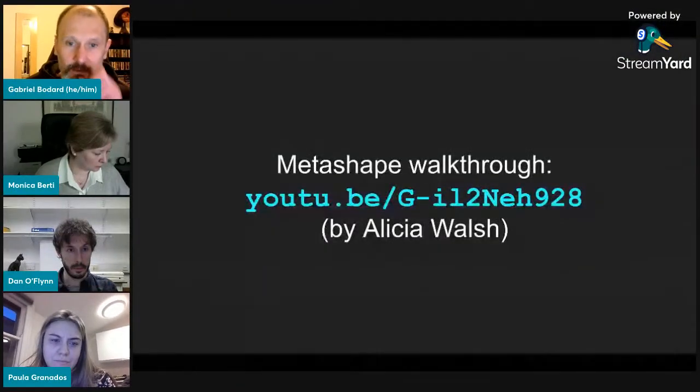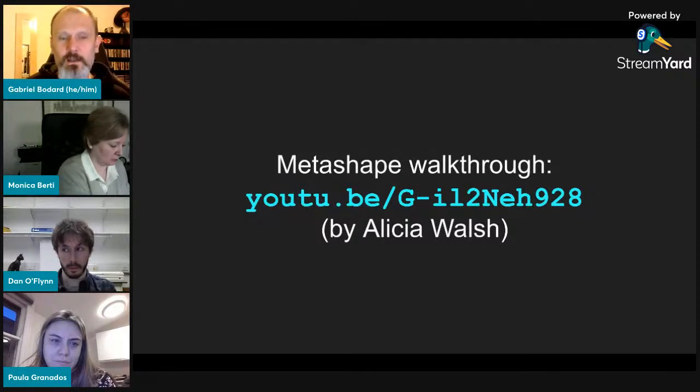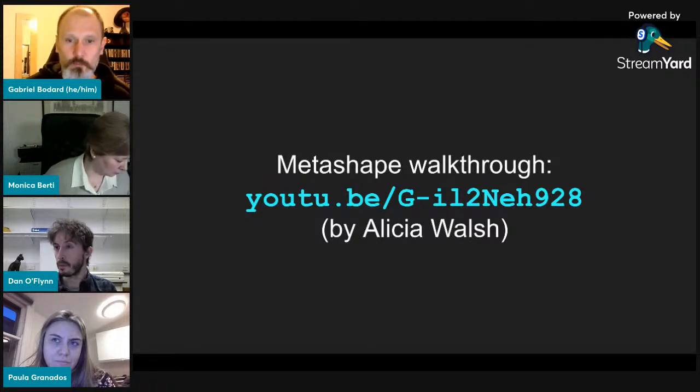I'm not going to go into the details now of how to process these photographs using the photogrammetry software. We're suggesting you use Agisoft MetaShape, and on the session page linked below this video, in the photogrammetry tutorials, there are a couple of videos on how to use MetaShape. The main one is here. This is a walkthrough, about 11 minutes long, of the various steps you need to go through when turning 50 or so photographs into a 3D model in MetaShape. It was produced by my colleague Alicia Walsh for a summer school we ran last year.